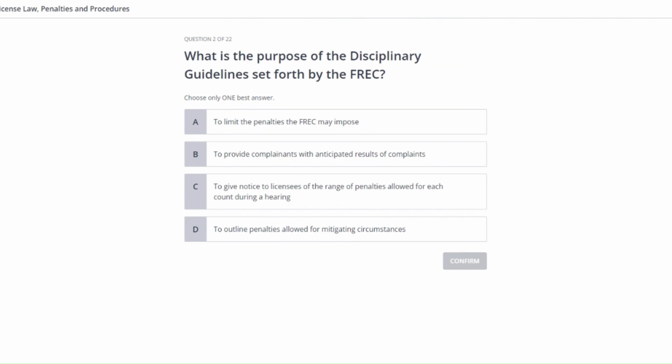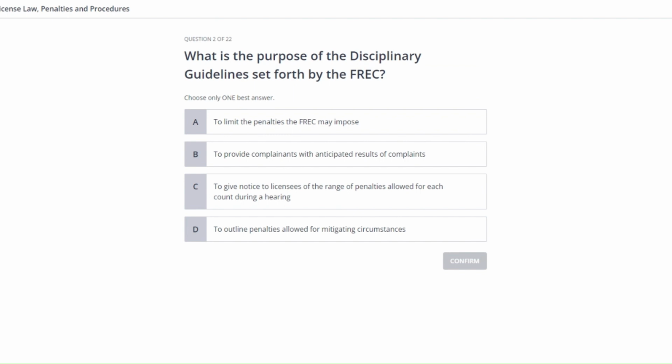Alright, next one. What is the purpose of the disciplinary guidelines set forth by the FREC? Let's explore the options. Option A, to limit the penalties the FREC may impose. B, to provide complainants with anticipated results of complaints. C, to give notice to licensees of the range of penalties allowed for each count during a hearing. D, to outline penalties allowed for mitigating circumstances.